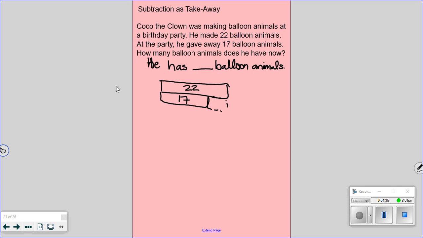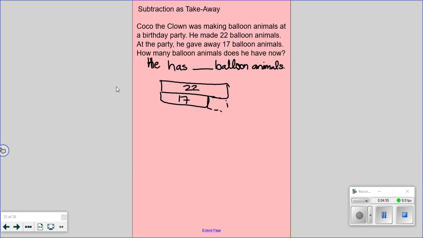If I had 22, which was my total, and I got rid of this part, I'm going to end up with that part. Does that make sense? Yeah. If I think about it opposite, and I think, okay, I had 17 and then I got some more, then I would have this total.